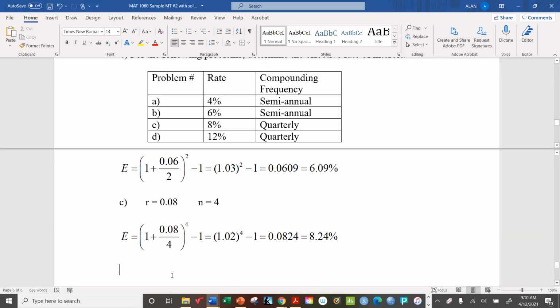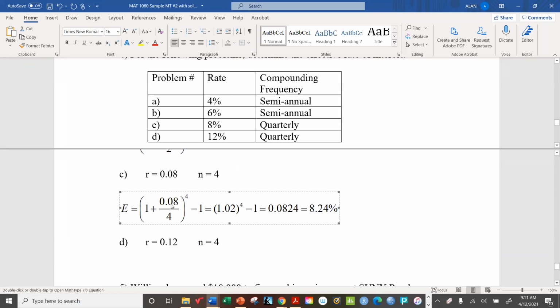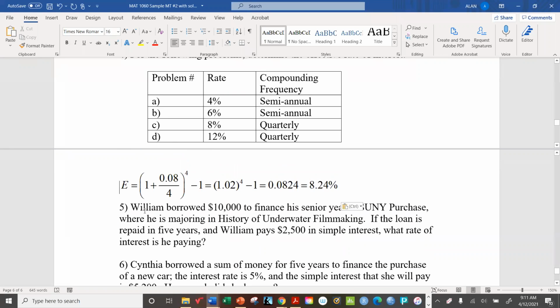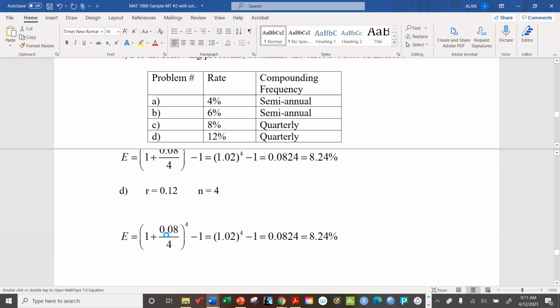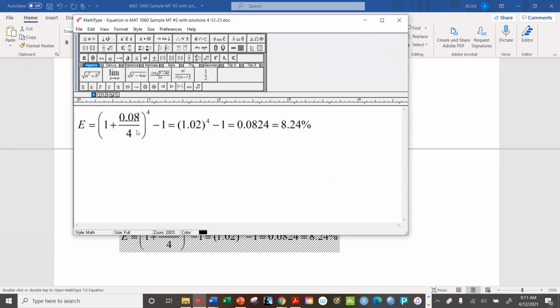Then we would expect for this last one, the difference between the two will be even larger because it's a larger rate of interest to start with and it's quarterly compounding. So let me edit this real fast. So it's now 12% instead of 8, but it's still quarterly compounding. And so what I have here is 3% raised to the 4th. And let's see what that is. 1.03 raised to the 4th minus 1. Yeah, well, that's a big difference.